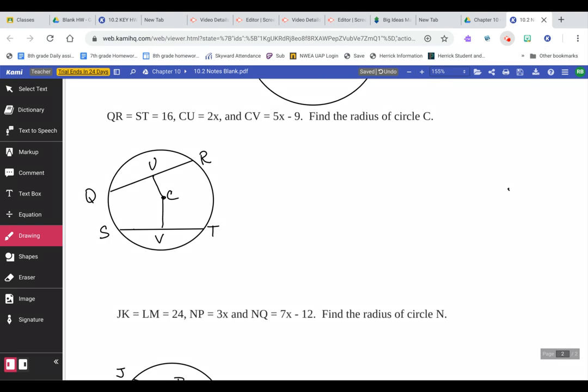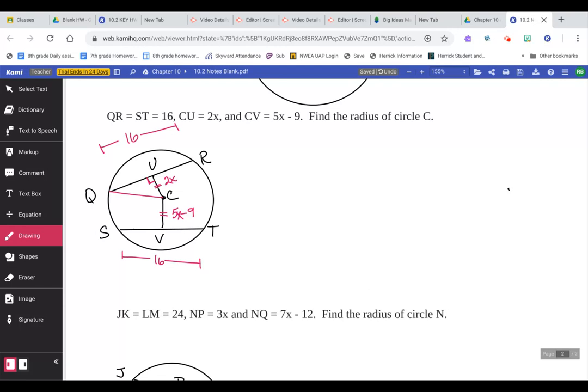Okay, for this next figure, we have QR is equal to ST, which is 16. So the two chords are going to be congruent. And if we know the two chords are congruent, then we can conclude that UC is going to be congruent to CV. We are also told that CU is 2x and CV is 5x minus 9. We are trying to find the radius of the circle. So if we draw a radius in here, that forms a right triangle if I put it at that point. So we can work with this.